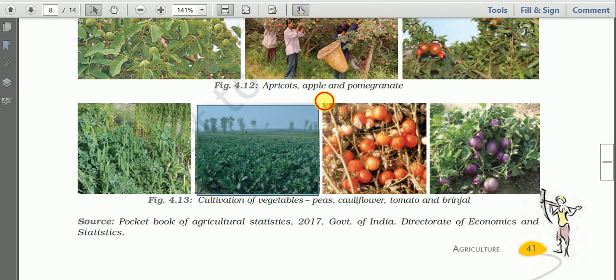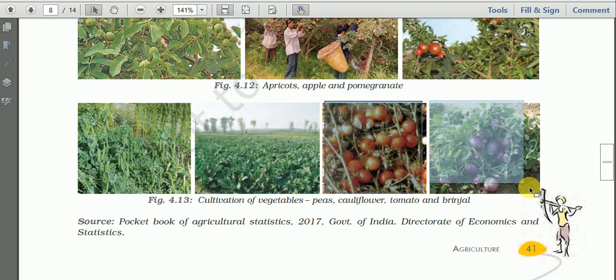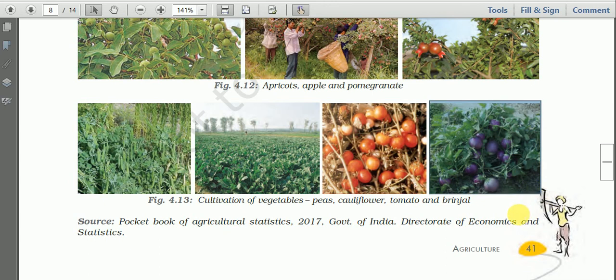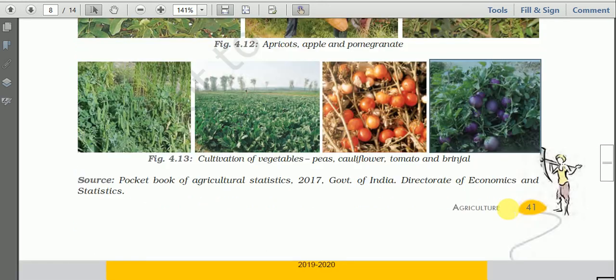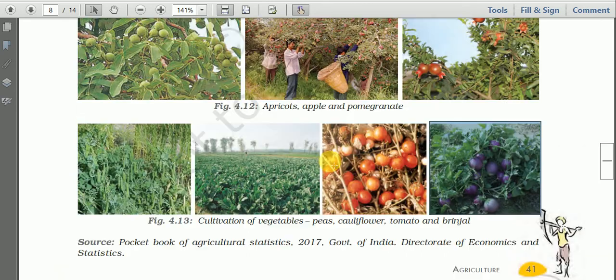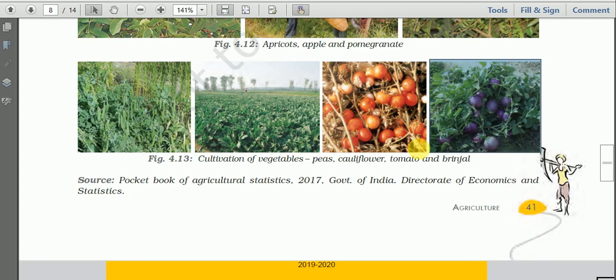Then this is tomato, and this is brinjal. Actually, the brinjal grown here is different from those grown in other parts of India. The variety is different, that is why it looks different. So these are the important fruits grown in India.